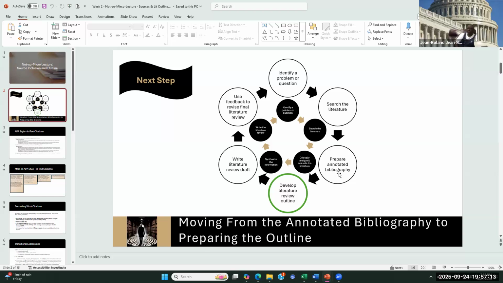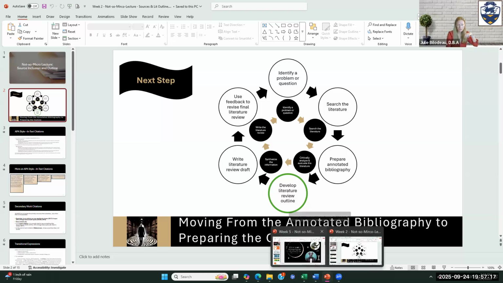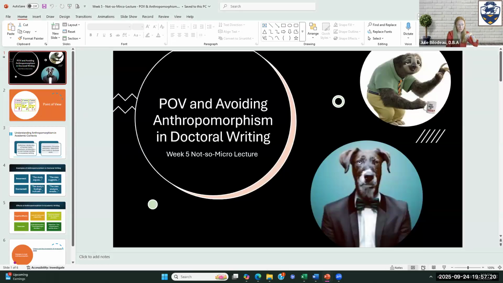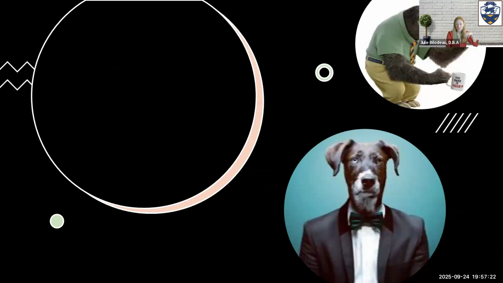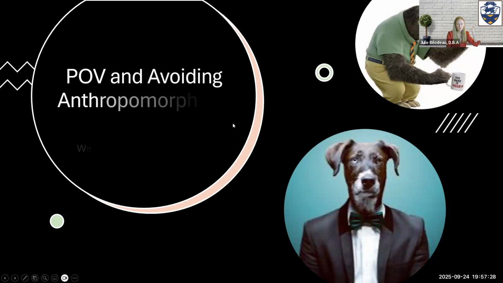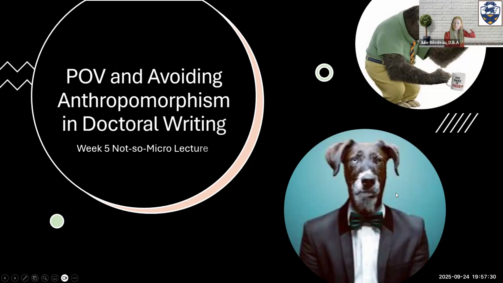Okay, thank you. All right, I'm going to jump into this week's Not So Micro lecture content here, just so we can move along for the recording. All right, so I don't know where my words are. There we go. They're coming up. There they are. So we're going to talk about POV, which is point of view, and avoiding anthropomorphism.